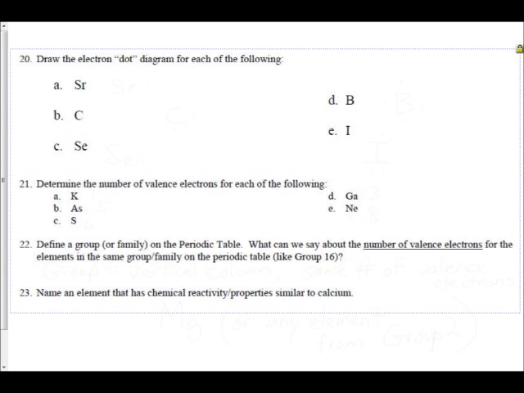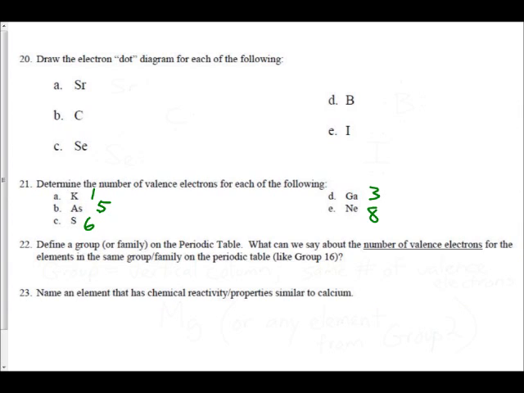Alright, so for 20 and 21, we need to know the number of valence electrons for each of the following. If you had written the electron configuration, you could add up all the electrons in the outermost energy level, or if you don't have that available, you can go to your periodic table, look at the top of the group that element is in, and see the number in front of the capital letter A. That's also the number of valence electrons for that entire group. So for here, these would look like this.